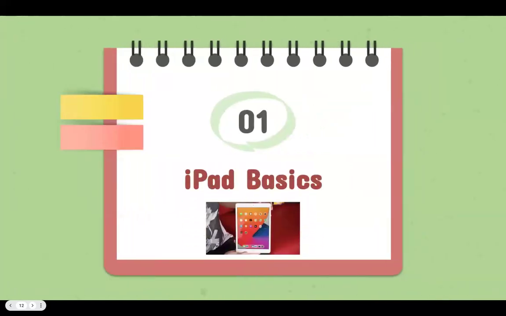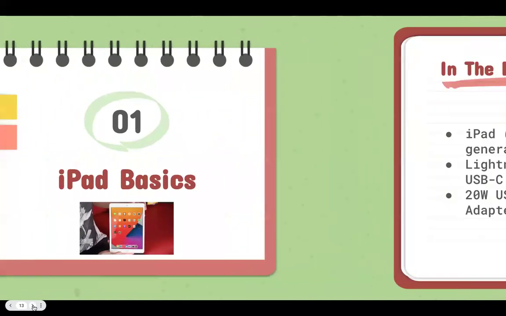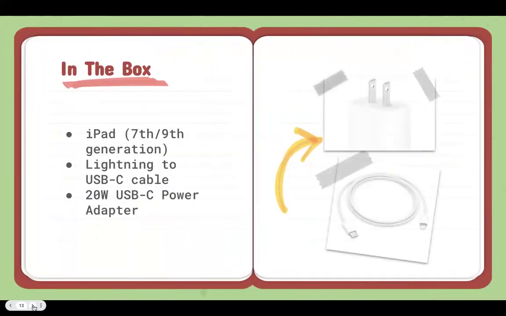All right, so we're going to go through the iPad basics. These are the specs for your iPads. When you receive your iPad, it was either the 7th or 9th generation. You received a Lightning to USB-C cable. Lightning is the side that has the white part, and USB-C is the other side that just has the oval. And a 20-watt USB-C power adapter.